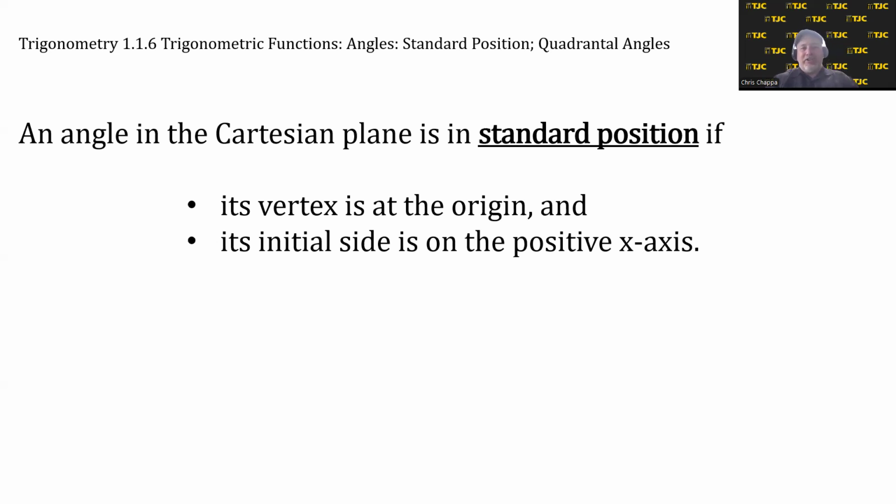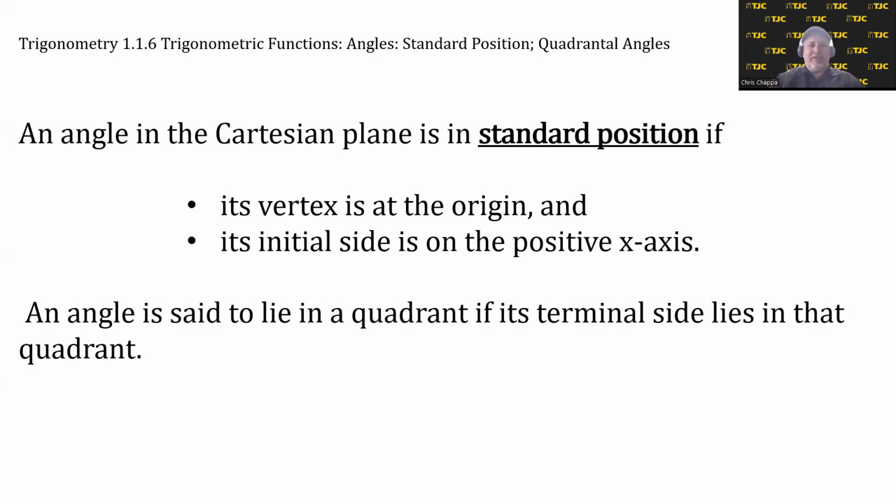An angle in the Cartesian plane is in standard position if two things happen. Number one, its vertex is at the origin, so the corner of the angle is sitting at the ordered pair (0, 0), and its initial side is on the positive x-axis. So it'll look something like this. Oh, I'm sorry. An angle is said to lie in a quadrant if its terminal side lies in that quadrant.